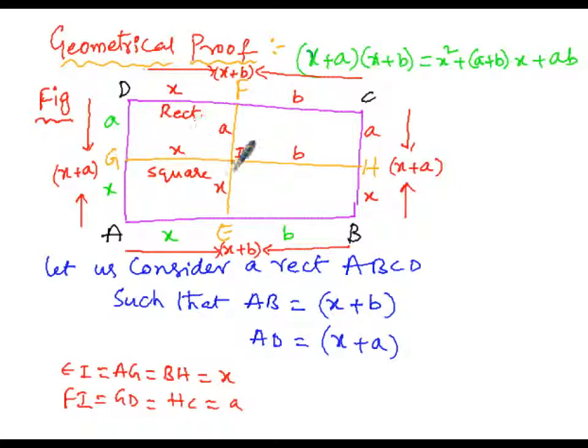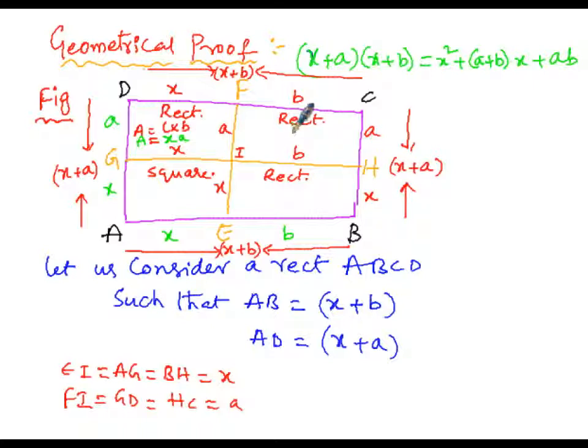Here in the figure IHCF, adjacent sides are a and b, which are unequal, so it will come under the figure called rectangle. Whereas in this figure, opposite sides are b and b, and the other opposite sides are x and x, but the adjacent sides b and x are unequal, therefore this also will come under the rectangle. So area of rectangle equals length into breadth. Length is x and breadth is a, that is xa. So we got the area of the rectangle GIFD as xa.